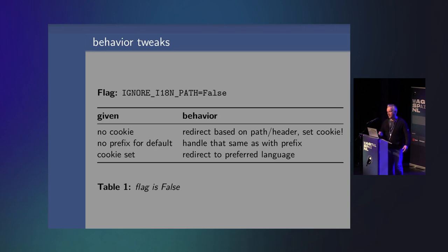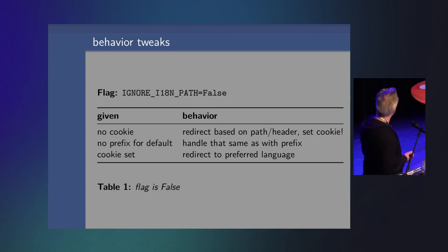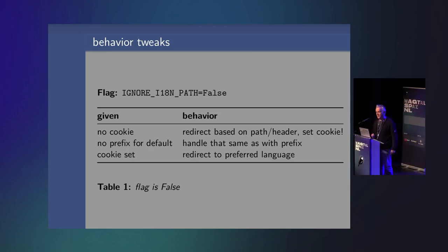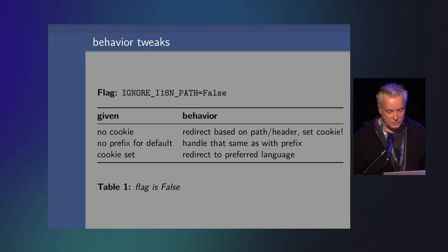So we say, okay, in some situations I do want to use the path. And then if there is no cookie, redirect based on the path. And then set a cookie, please. Always set a cookie at the end, by the way. There's a default language that doesn't have the prefix, which is a feature of i18n patterns. I would treat that the same as with a prefix, personally. And of course, when there's a cookie set, always use that. And that's just an idea.